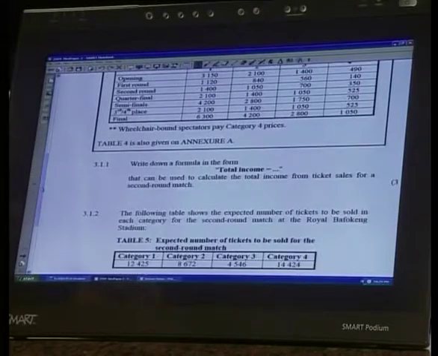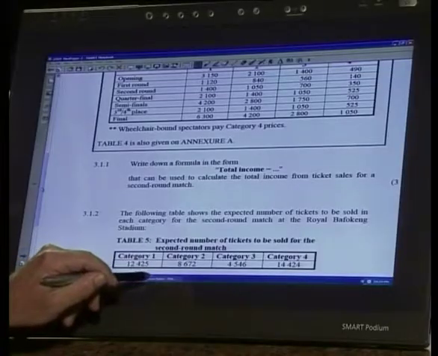Now, the first question, 3.1.1, asks us to write down a formula in the form total income that can be used to calculate the total income from the ticket sales for a second round match. Now, of course, this is not a formula that you will just find in your maths textbook. It's not something that you've learnt. It's not something that you've had to memorize. You've got to create this formula by understanding how we get to that total income. So let's have a look quickly and see what we can do.